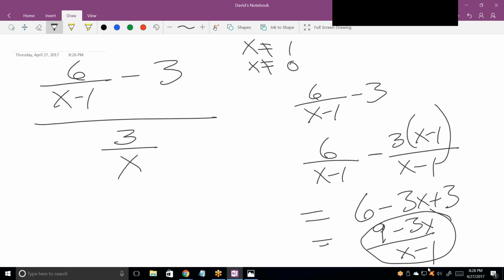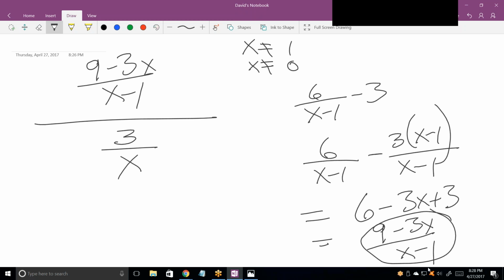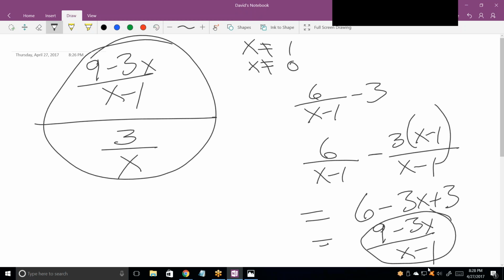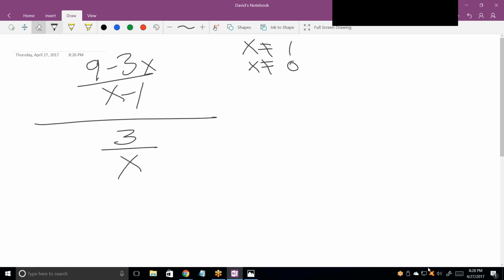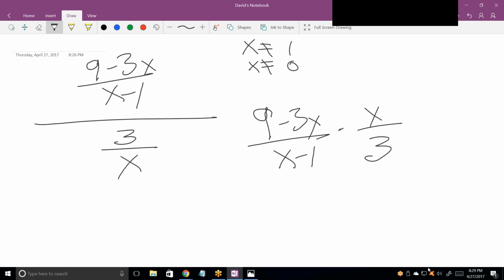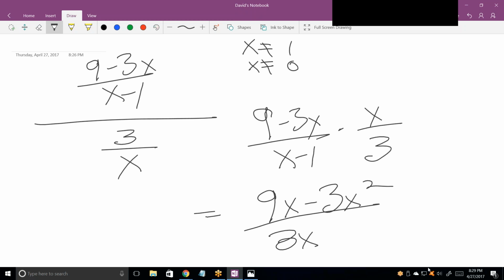So that's our numerator. Let's substitute that for our numerator, since I ran out of space. Now, how do I do this problem right here? You multiply the top by the reciprocal of the bottom. Okay. So I end up with 9 minus 3x over x minus 1 times x over 3. That gives me 9x minus 3x squared over 3x minus 3.